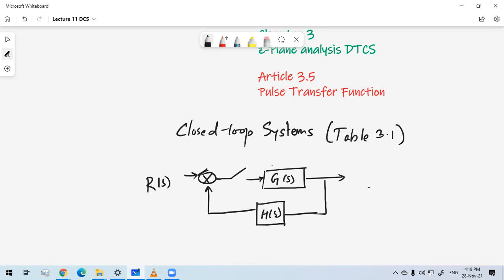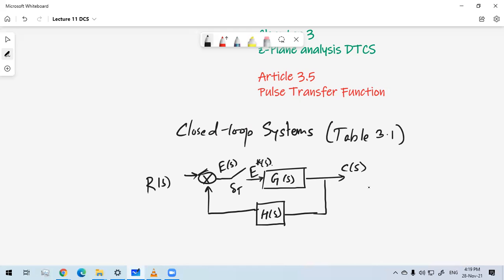So let's start with this one. This is our input R(s). Then we have our error signal, which is the subtraction from the reference input of the feedback that we are getting from the output through the transfer function H(s). Now this is the sampler. We have delta T. On the outside of the sampler, we have the starred error signal E*(s).